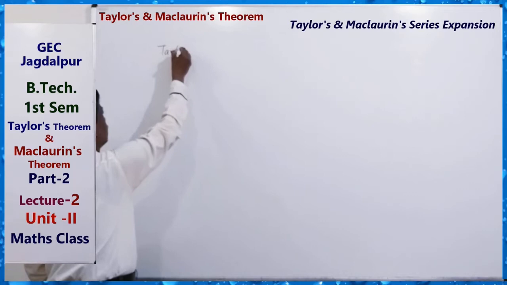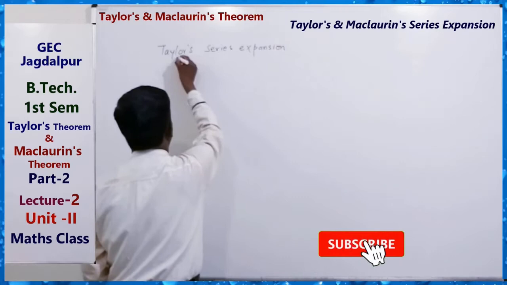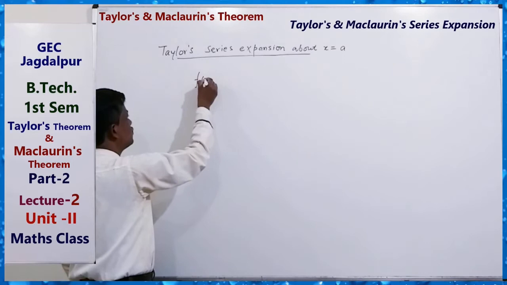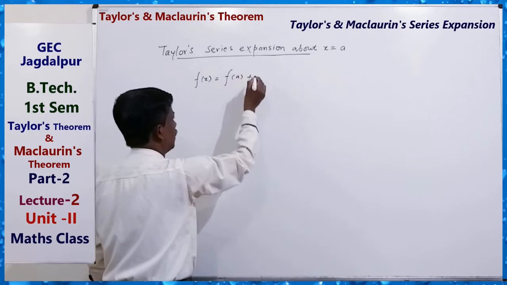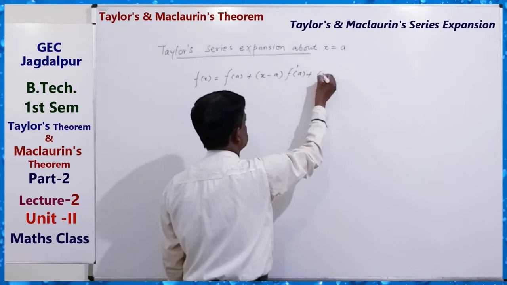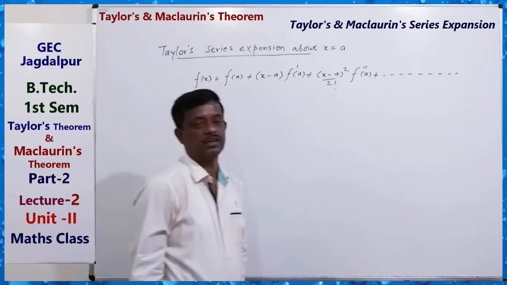Taylor series expansion about x equals a. We can write f(x) equals f(a) about a. So this is the formula: plus (x minus a) f dash a, and (x minus a) square by 2 factorial f double dash a, and so on. And infinitely we can proceed for expanding the function.